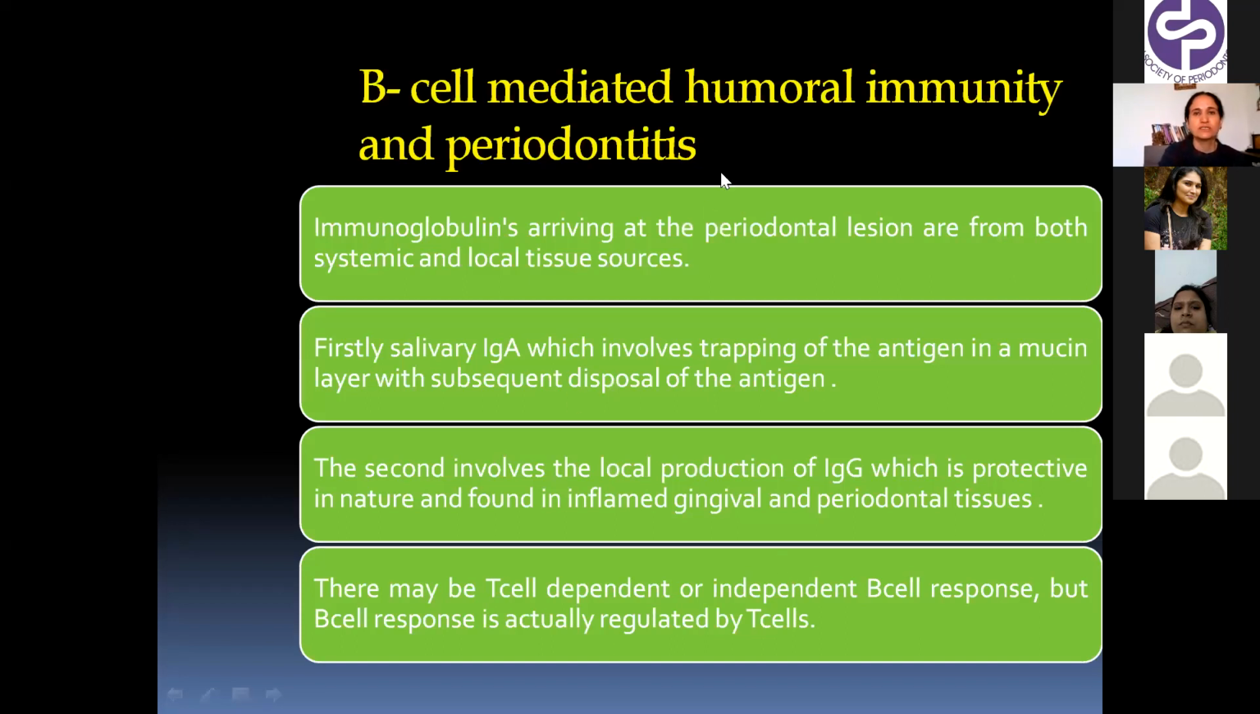Now, if the body does not contain the infection by the T cells, then the body goes into humoral immunity, or what we call advanced periodontitis. At the periodontal sites, we see that there are both locally produced antibodies as well as systemically produced antibodies. The first antibody that is produced is IgM, and later on there is antibody switching to IgG antibodies.